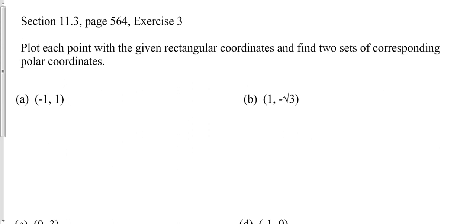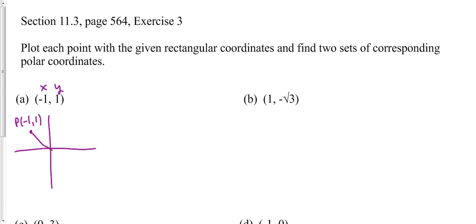Let's do section 11.3, page 564, exercise 3, which reads, plot each point with the given rectangular coordinates and find two sets of corresponding polar coordinates. For part A, our rectangular coordinates are -1, 1, so that's an x-coordinate and a y-coordinate. And when we plot that, we can see that that's going to correspond to a point in quadrant 2. So it's going to be up here, and that's going to be -1, 1.